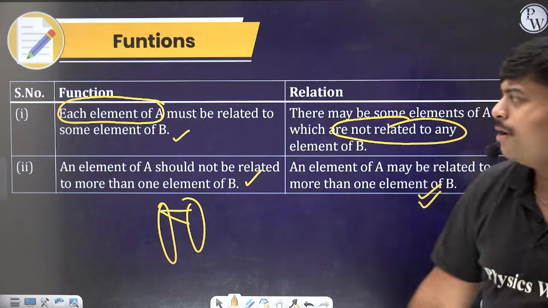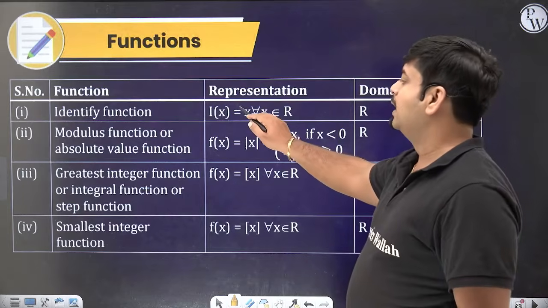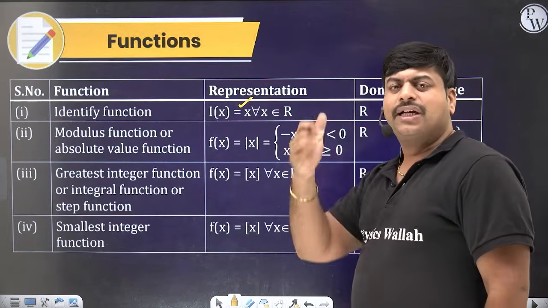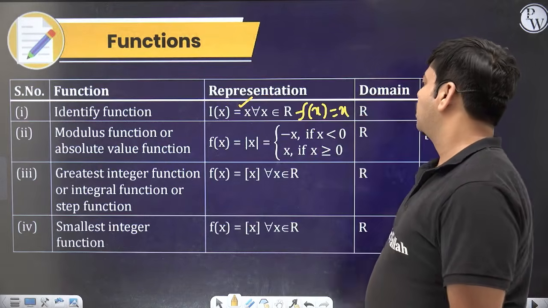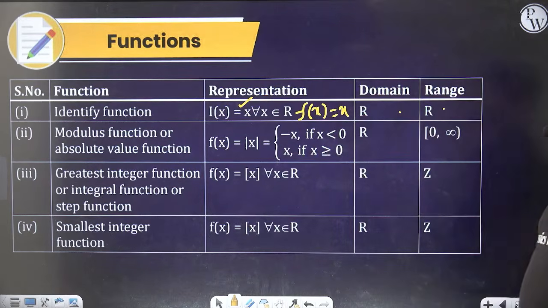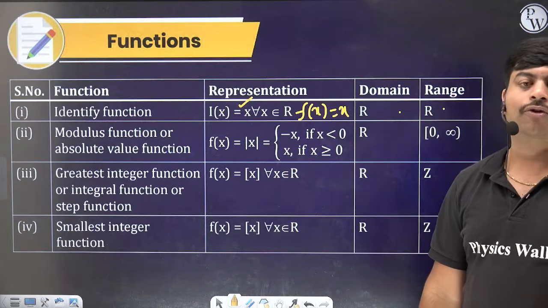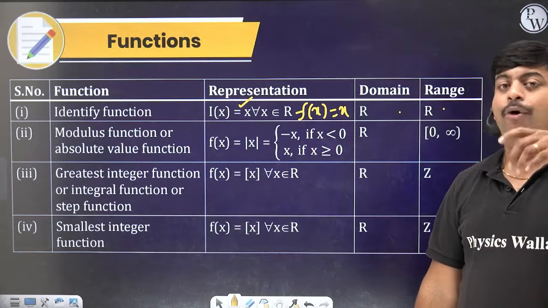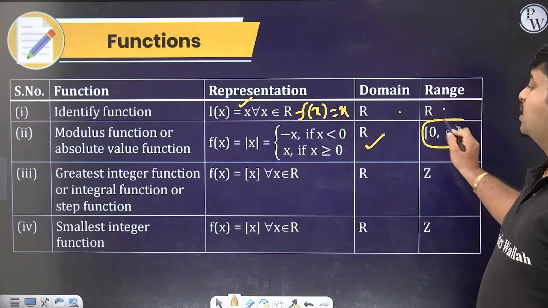Okay, so quickly let's try to complete the functions. So we know the identity function, f of x equal to x. I is generally used for identity, but you can simply say f of x is equal to x. No issues in that. So the domain is R, the range is R. Modulus x, the absolute value function: you always get either positive answers or 0 for that. So here the domain is R, the range is 0 to infinity.